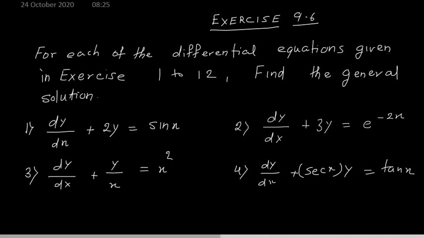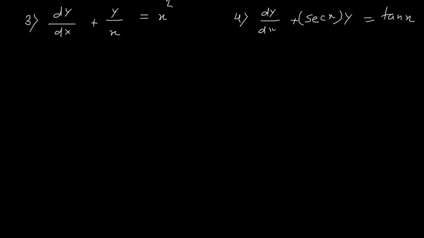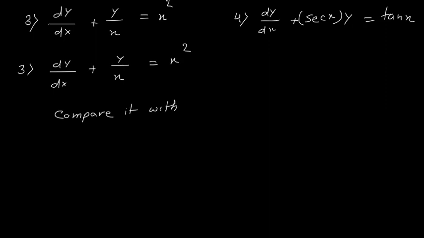Let us take this third question. The third question is dy upon dx plus y upon x is equal to x square. Now here we compare it with dy upon dx plus py is equal to q. We get p is equal to 1 upon x and q is equal to x square.